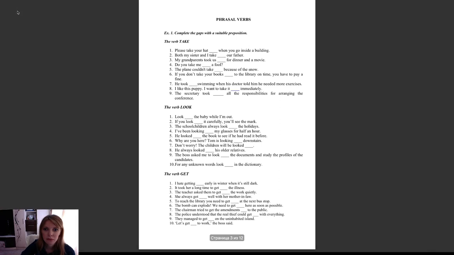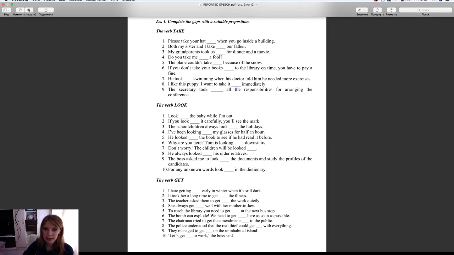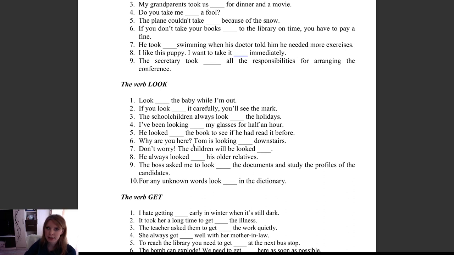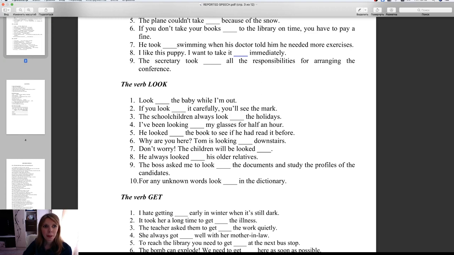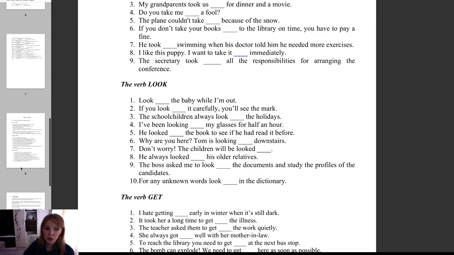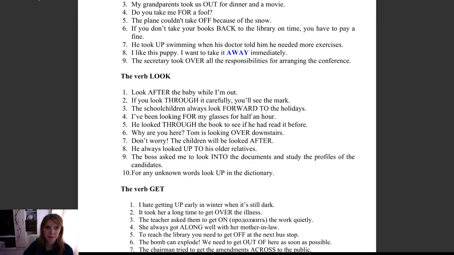So it is exercise number one and the verb look part. So please do this exercise here for you to see it better. Do the exercise, press the pause button, do it, and then we will check it together. So a couple of minutes for you. Please switch me off. And I comment on the correct answers. So the verb look.